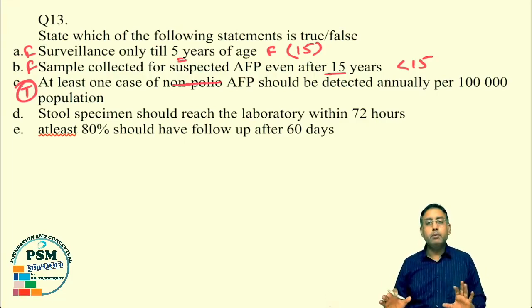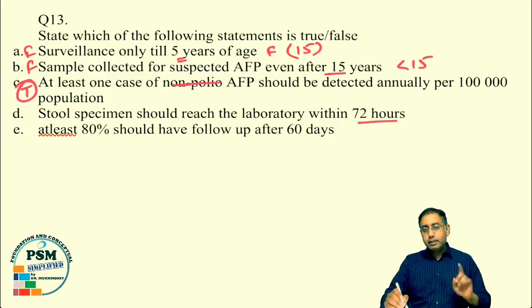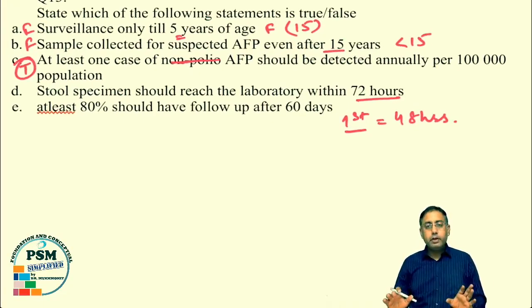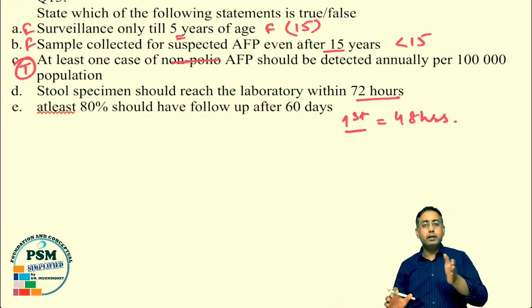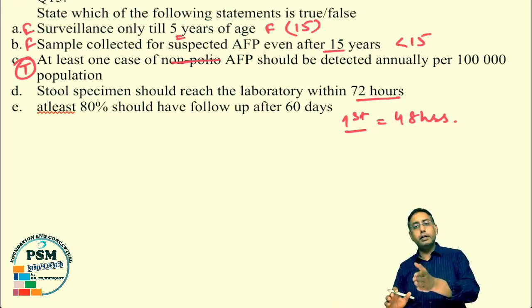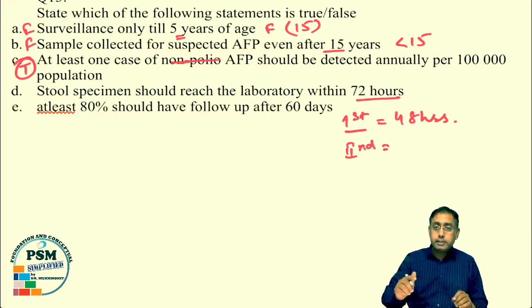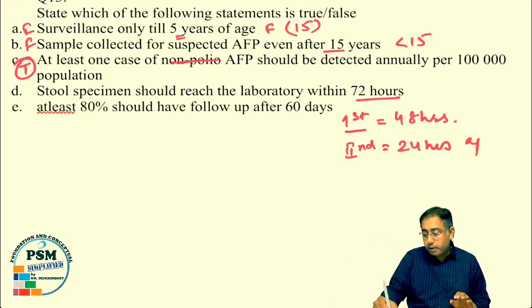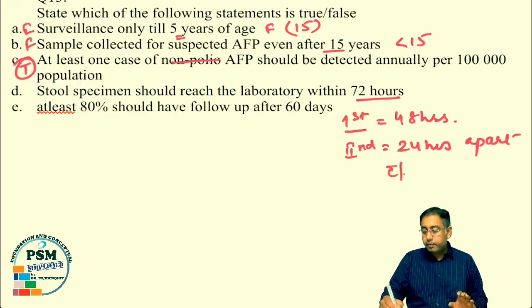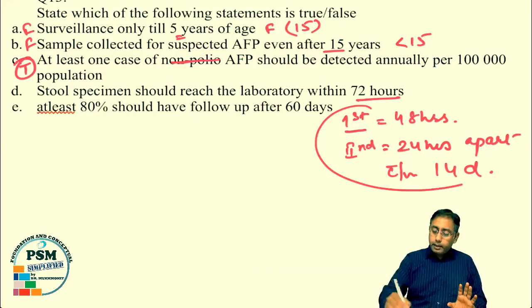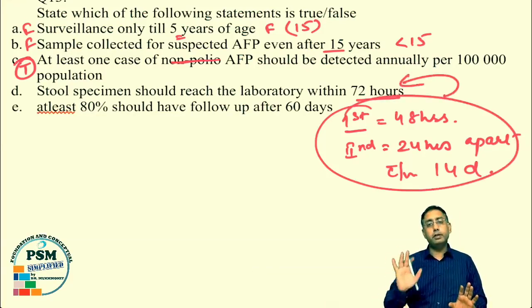Stool sample should reach the laboratory within 72 hours. Perfect, right? Listen carefully. The first sample should be collected within 48 hours of reporting. Very commonly students make this mistake. The first sample is collected not within 24 hours, it is collected within 48 hours of reporting. The second sample is collected at least 24 hours apart from the first sample, but within 14 days. Both samples should be collected and sent to the laboratory within 72 hours.